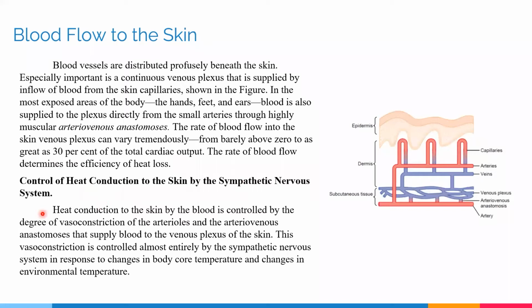Next, we look into the control of heat conduction to the skin by the sympathetic nervous system. Heat conduction to the skin by the blood is controlled by the degree of vasoconstriction of the arterioles and the arteriovenous anastomosis that supply blood to the venous plexus of the skin. This vasoconstriction is controlled almost entirely by the sympathetic nervous system in response to changes in body core temperature and changes in the environmental temperature. And thus, heat conduction via the blood flow to the skin is maintained by the sympathetic nervous system, and thus it is the major player in determining the rate of blood flow to the skin and thus the heat lost by the skin.